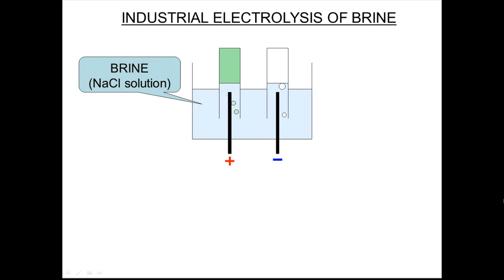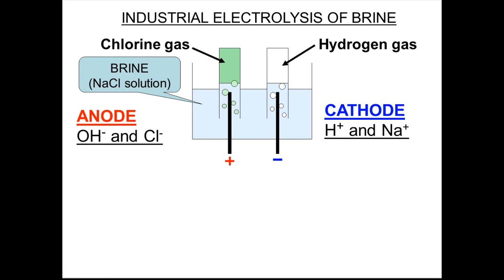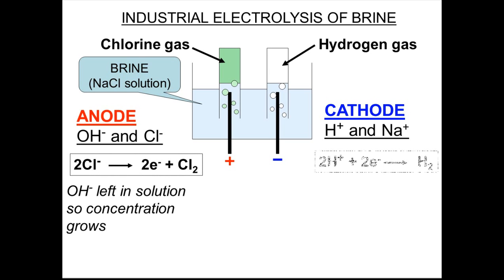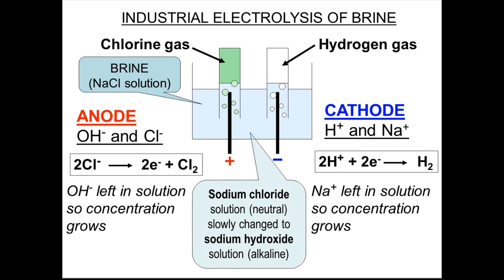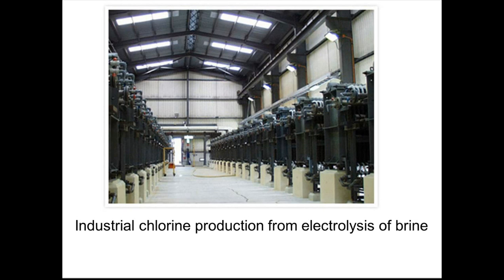So electrolysis of brine then, this is what happens. I'm just going to whiz through this. We've got sodium chloride solution. We've already talked about this and already said what's going to be produced. Brine is just sodium chloride in solution. Here we're going to get chlorine gas being produced, which we can use, hydrogen gas, which we can use, and sodium hydroxide solution, which is an alkali, left behind. All three of those things are useful to industry. This picture shows some of the industrial production of chlorine by electrolysis.